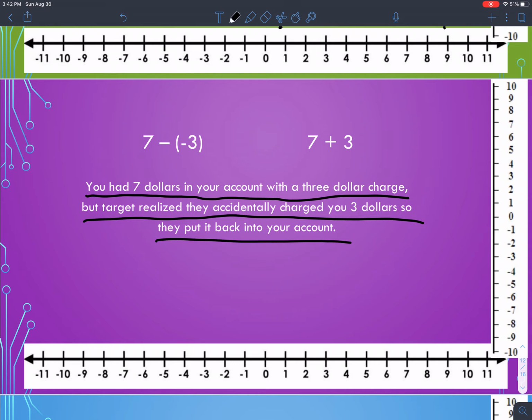So what are they doing? They're taking away that charge of $3. They're taking away that negative, which means they're putting $3 back. So they're doing 7 plus 3. Again, I'll show you that one more time. Minus a negative 3. Some people like to write that like 7 plus 3.